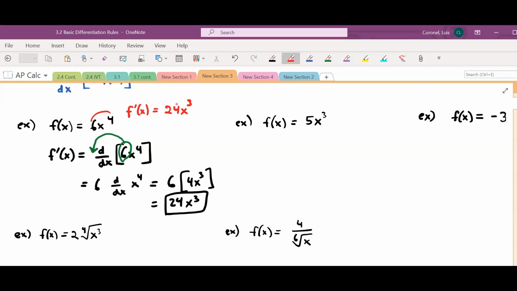Alright, in the next example, we have 5x cubed. Same idea. Find the derivative. You can treat that number like a constant, multiply that number later, and just do the derivative of x cubed.